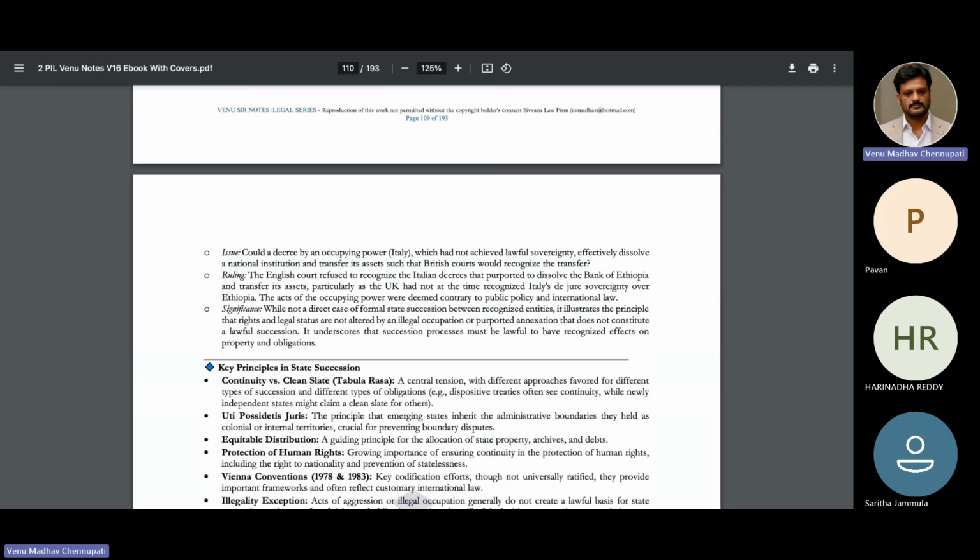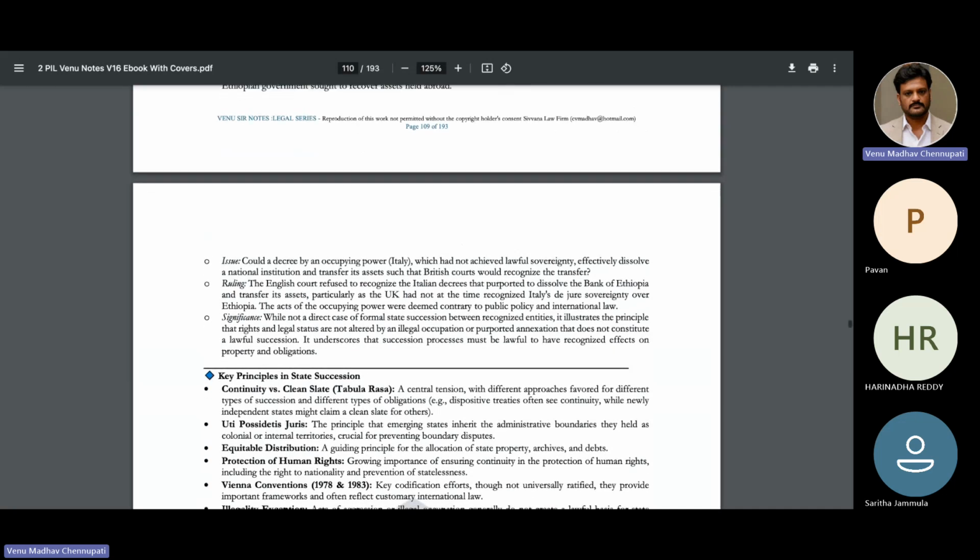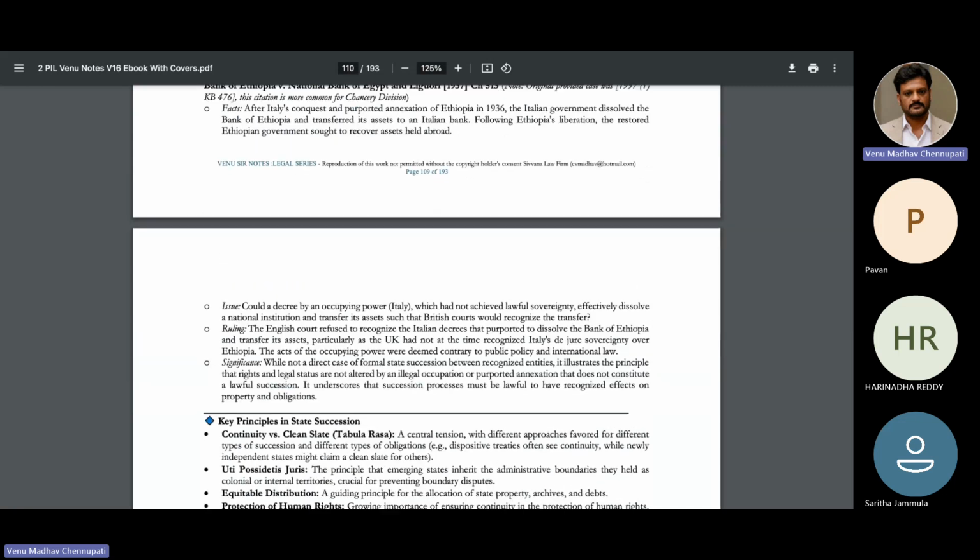The English court refused to recognize the Italian decrees that purported to dissolve the Bank of Ethiopia and transfer its assets. Particularly, the UK had not recognized Italy's de jure sovereignty over Ethiopia. The acts of the occupying power were deemed contrary to public policy and international law. Significance: while not a direct case of formal state succession between two states, it illustrates the principle that rights and legal status are not altered by illegal occupation or purported annexation that does not constitute a lawful succession. It underscores that the succession process must be lawful to have recognized effect on property and obligations.